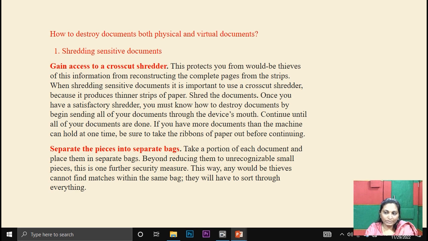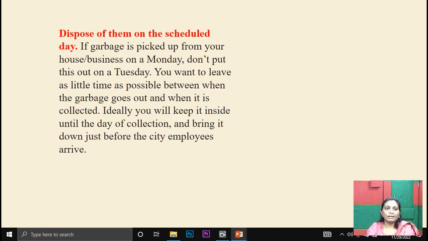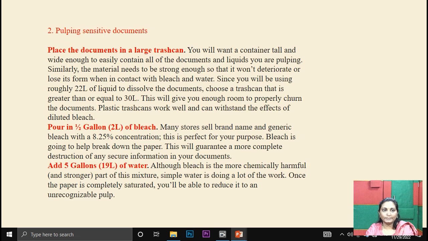After cutting these papers into small pieces, we can put them into separate bags. Beyond reducing them to unrecognizable small pieces, this is one further security measure. This way, any would-be thieves cannot find matches within the same bag. They will have to sort through everything. Then dispose of them on the scheduled day.